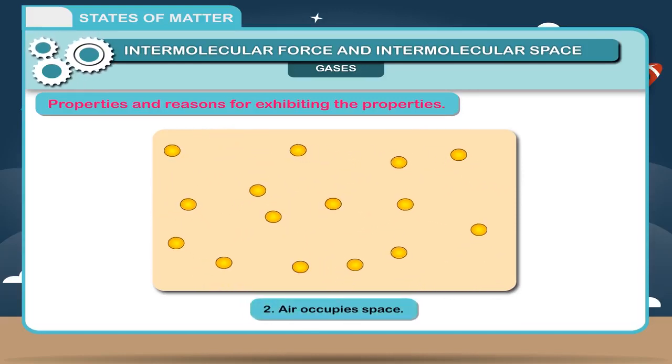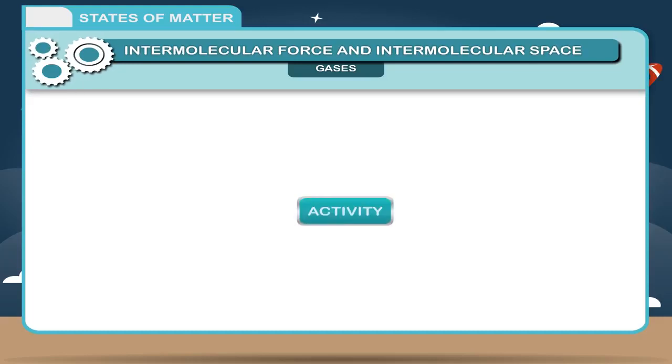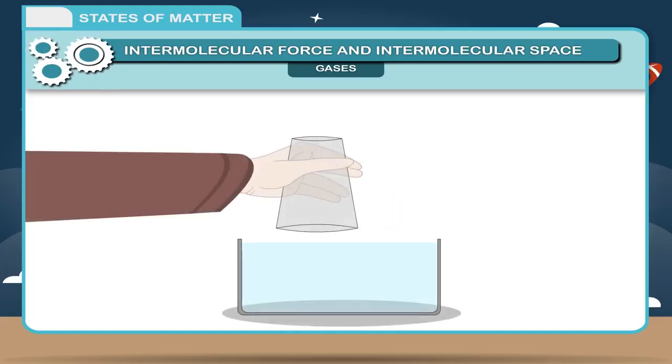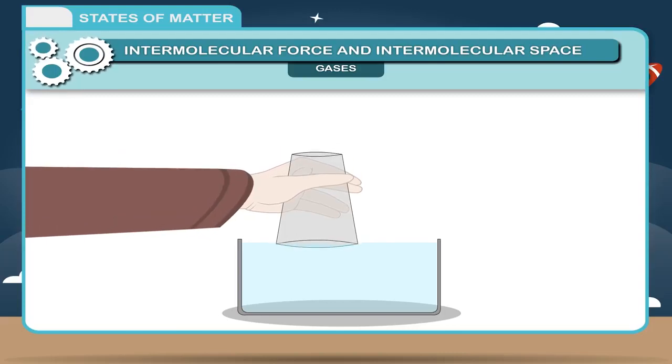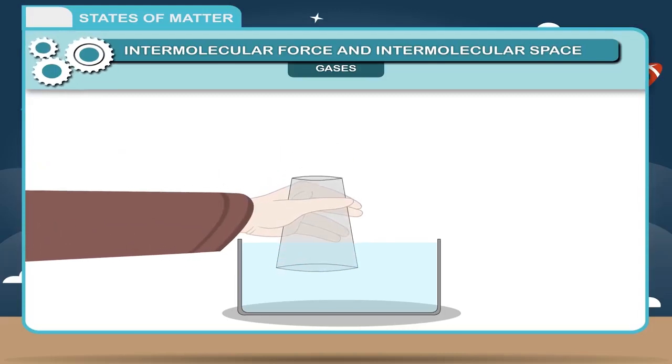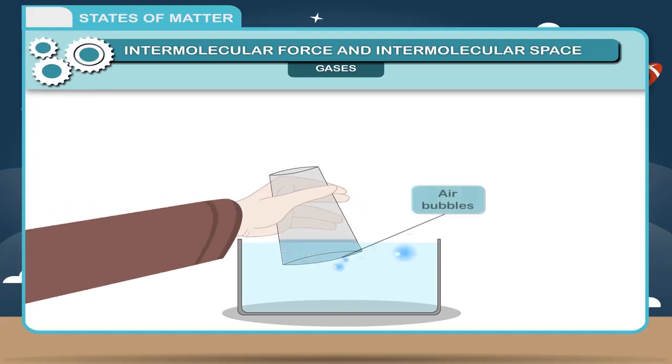2. Air occupies space. Activity: take an empty glass tumbler and lower it vertically downward in a trough of water. Do you find it easy to push it down? What do you observe when you tilt the glass? In the first case, it is not easy to push down the glass. When you tilt the glass, bubbles of air escape out and water enters the glass.